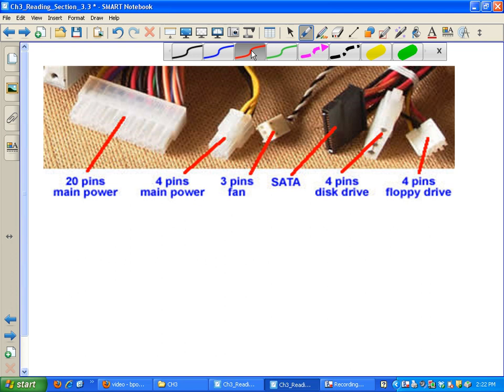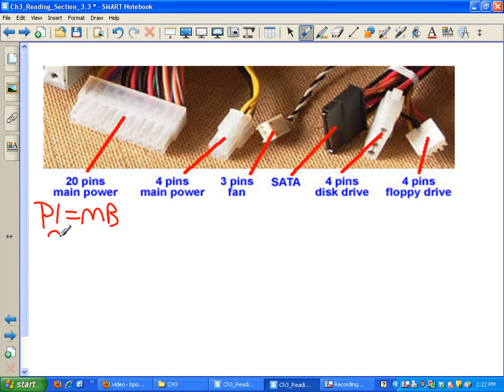We already talked about volts times amps equals watts, and the power supplies are rated by the total number of watts that they put out, because they can have more cords and plug in more things depending on how good the power supply is. They all have a P1 plug, and that P1 plug goes to the motherboard, and it either has 20 or 24 pins.